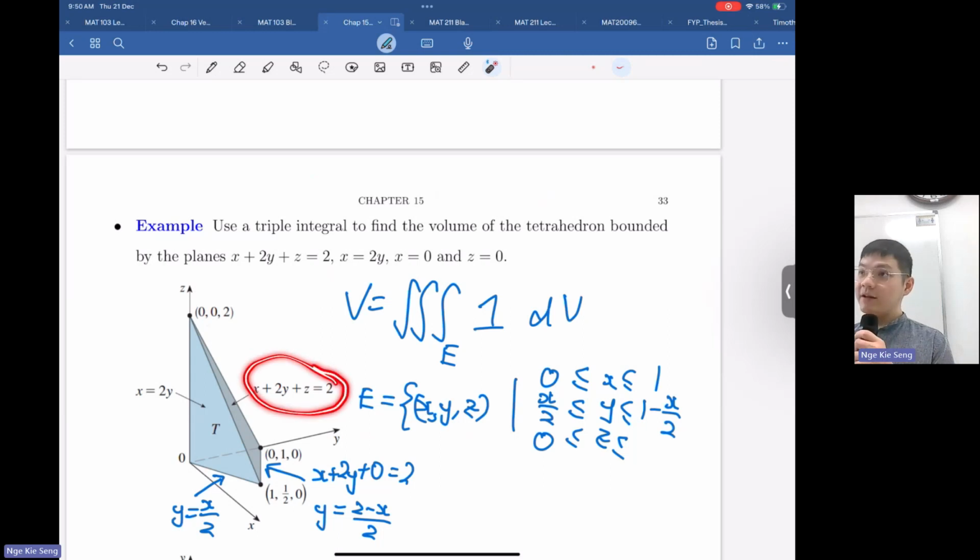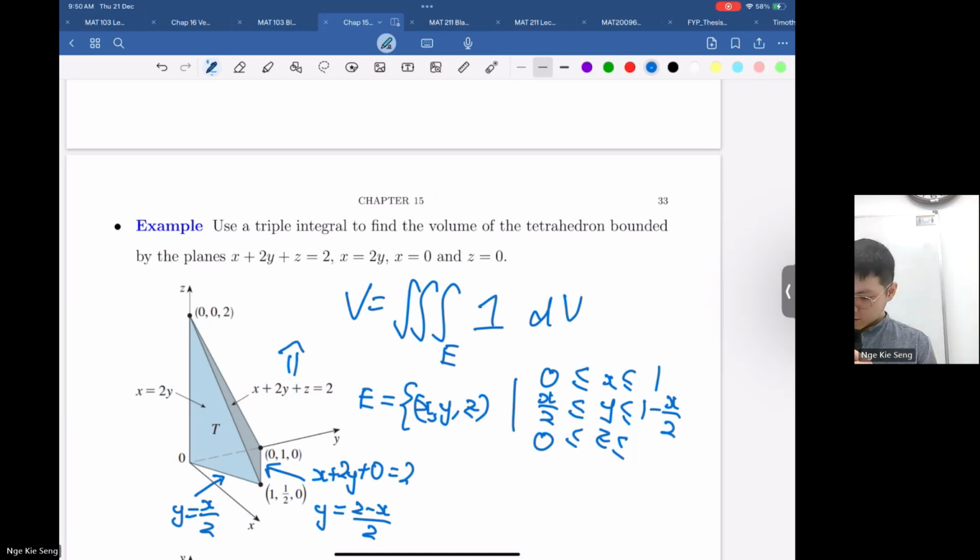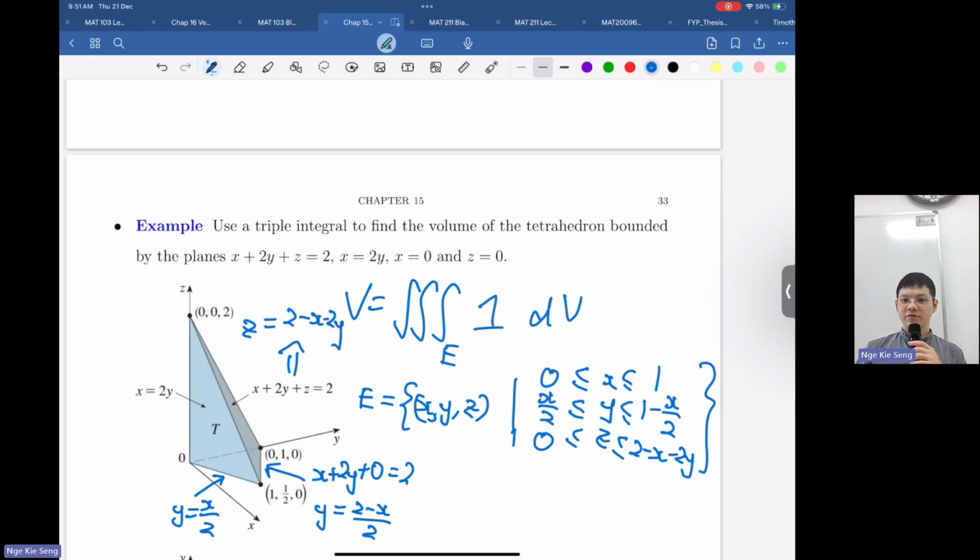So you use this plane here. This tells you that z equals 2 minus x minus 2y. So this height here is bounded above by the plane 2 minus x minus 2y. Makes sense or not? So you can do this integral here.